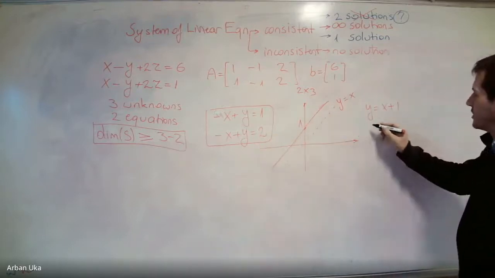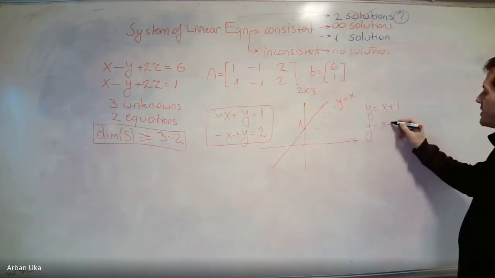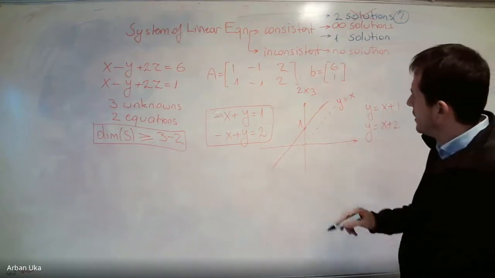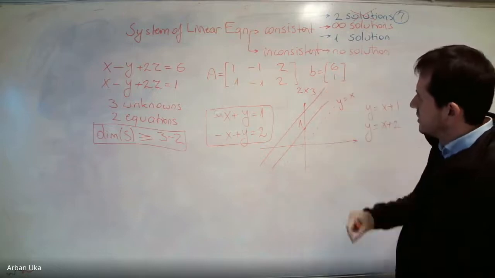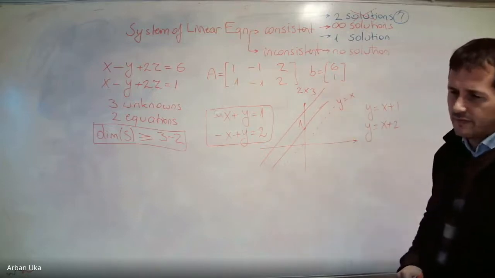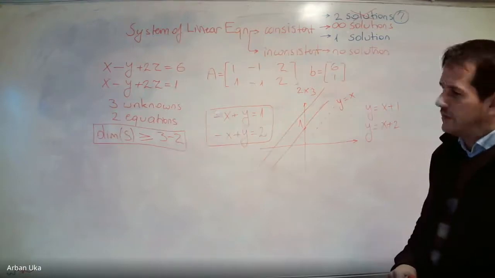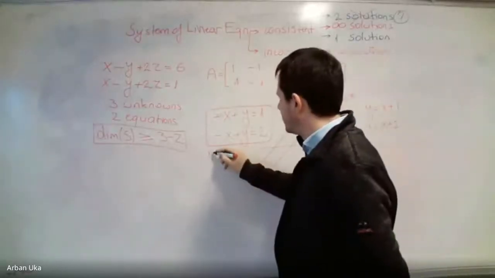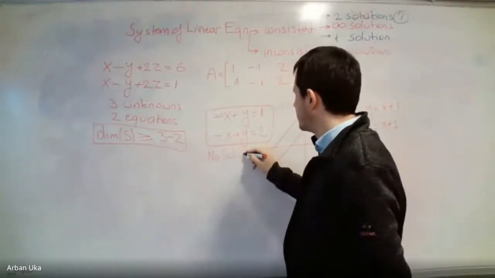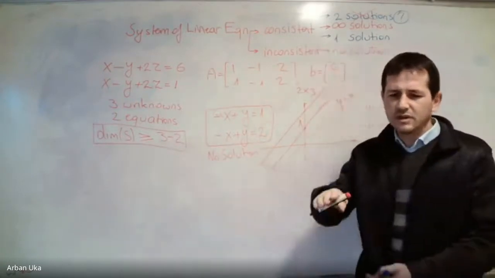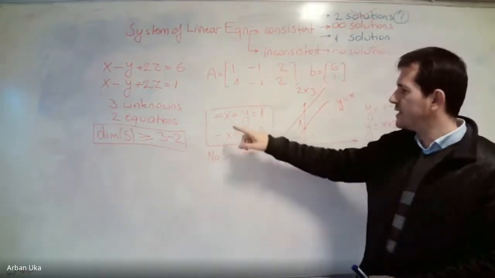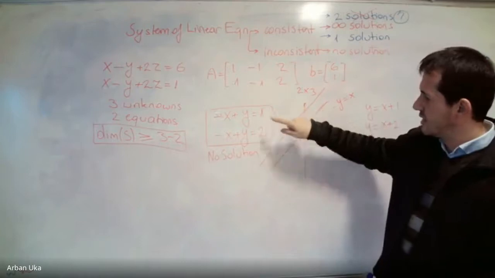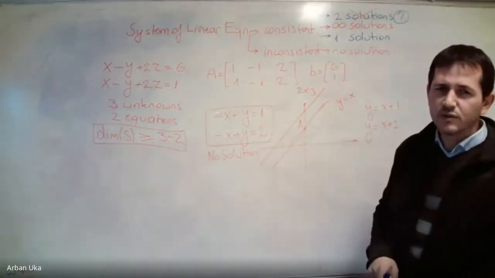Then what is the second equation? The second equation is y is equal to x plus 2. Would you agree? So the second equation is going to look like a line which is parallel to this. Do they ever intersect? No, because they're parallel, because their slope is the same. That's correct. So here we have no solution. They never intersect, so it's never possible to find x and y that satisfy this equation and that satisfy this equation simultaneously.